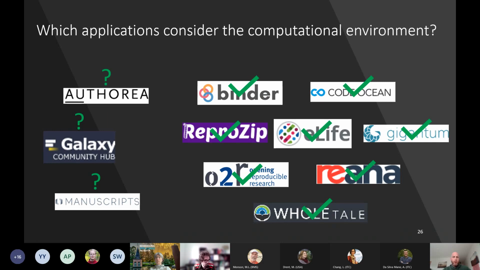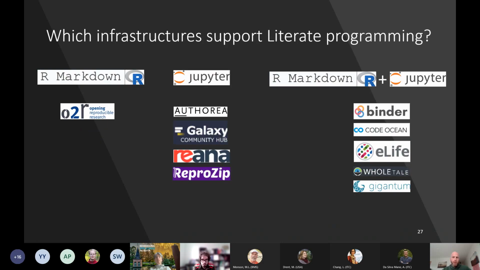And how about literate programming? Most applications support at least one literate programming format. This does not mean that with some configuration you can also use R Markdown in one of the applications that only support Jupyter notebooks. But if you look at the documentation of the applications, these are the formats that are supported by default. In the best case, an application supports both R Markdown and Jupyter notebooks.